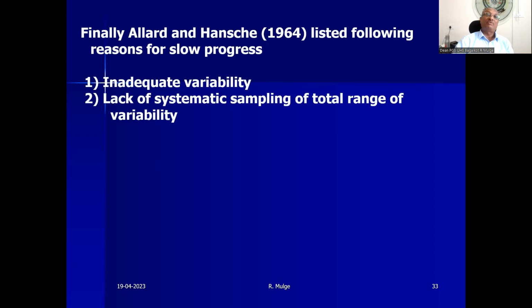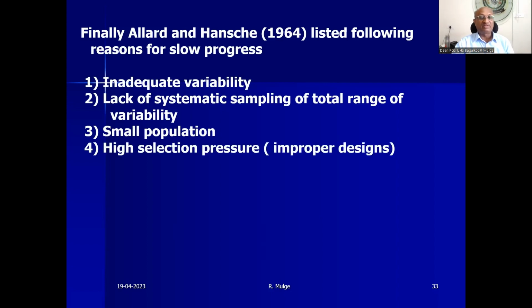One is inadequate variability, right? Lack of systematic sampling of the total range of variability. That sampling technique itself is very faulty. The plant breeder is not good enough in his intelligence, his ways, approaches, his knowledge. Then, of course, small population, you are hindered. You don't have sufficient area for your breeding programs. Plenty of tasks are there.